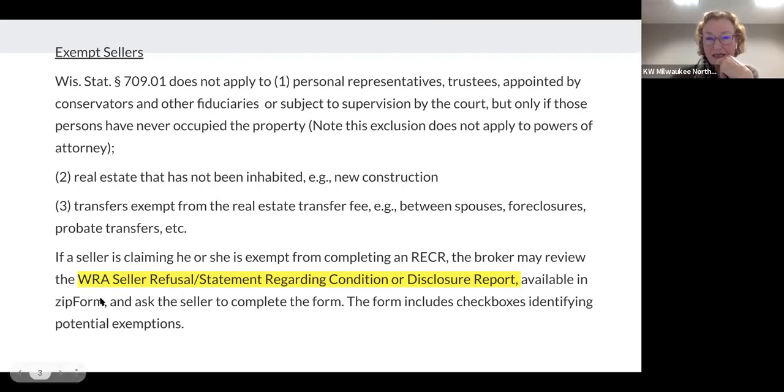And a power of attorney is not exempt from filling it out. Number 2, real estate that has not been inhabited, new construction, is exempt, and transfers between family members are exempt. Any transfer exempt from the real estate transfer fee is not required to fill one out. If a seller claims he or she is exempt from completing it, the broker may review the refusal form I was talking about, available in zipForm, and ask the seller to complete that form. The form includes check boxes identifying potential exemptions.